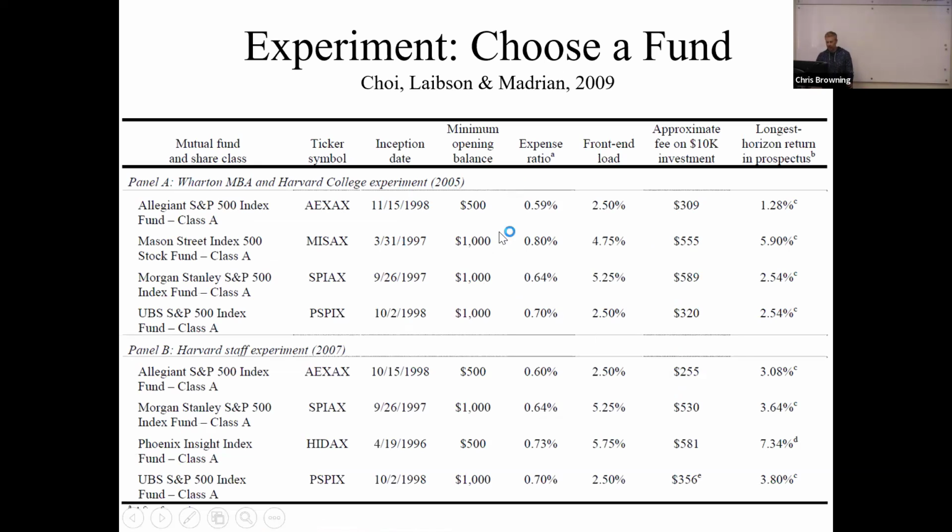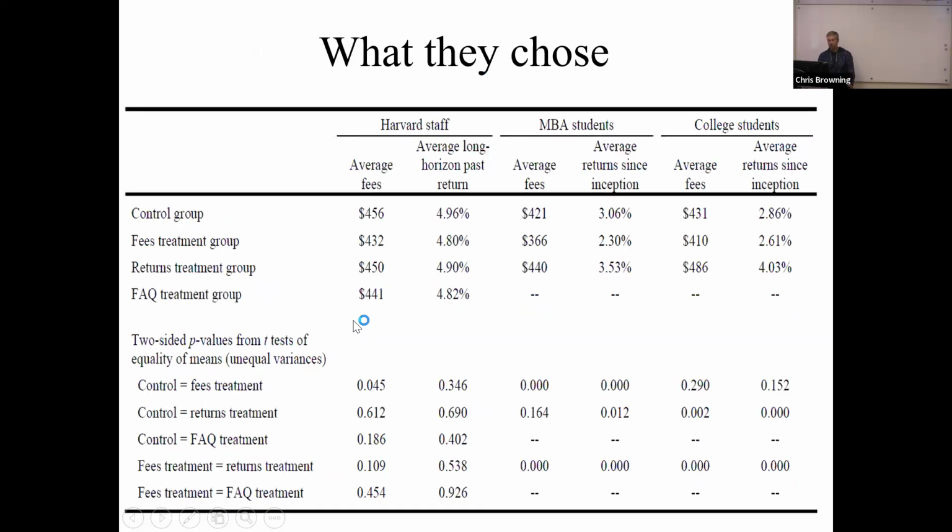They just laid it all out there. Here are the funds. Here's when the fund was conceived. Here are the requirements to invest, the expense ratio, the load, the overall fee. Then they also disclosed some returns in a secondary analysis. Looking at this fee analysis, they have a control group which didn't receive any fee or return conditioning. Then they have the fee treatment group, the return treatment group, and the FAQ treatment group, where they just talked about the frequently asked questions in relation to this.